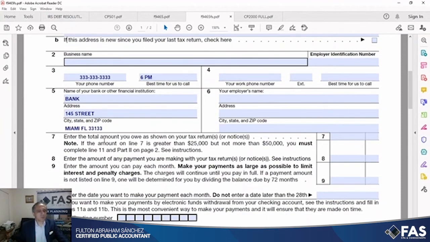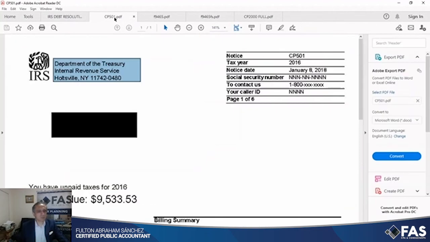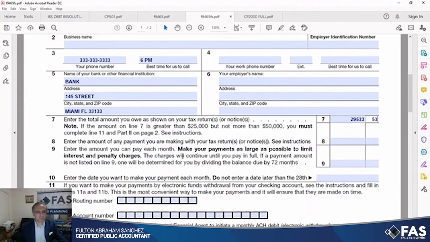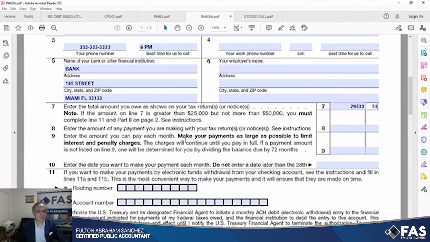Enter the total amount you owe as shown on your return, line number 7. We're going to do the same form but adding $29,533.53. Enter the amount of any payment made with the return, line number 8. This is if you are making any payment. We're going to leave that line blank.